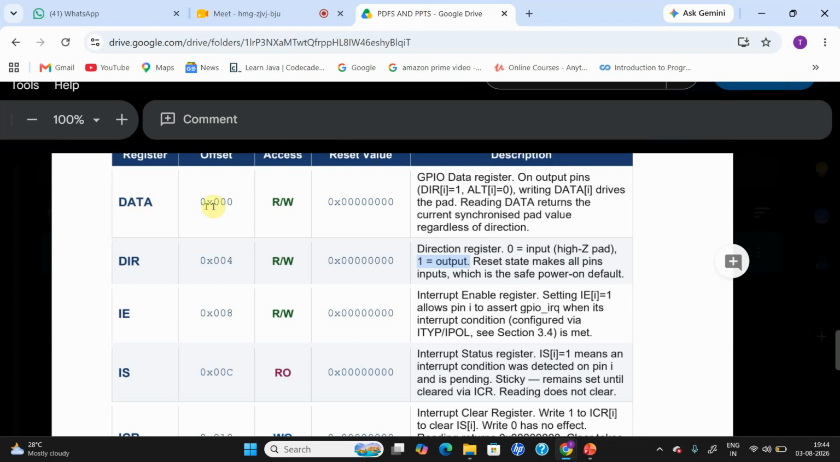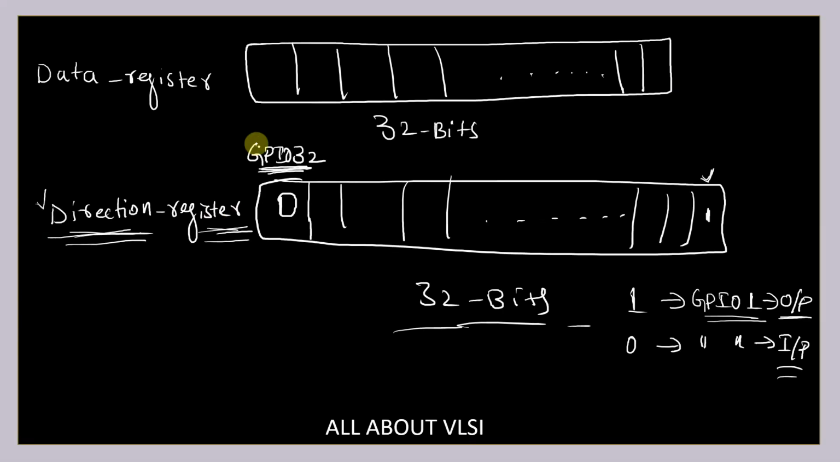Next one is my data register. The data register is for output pins, depending on direction and alternate function. Writing data drives the pad. Reading data reads the current synchronized pad value regardless of the direction. So if you want to write any particular data, you are going to update this data register bit to 1, and that will provide the data to GPIO 1.